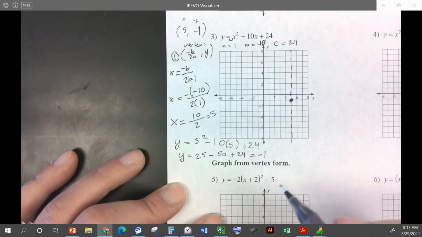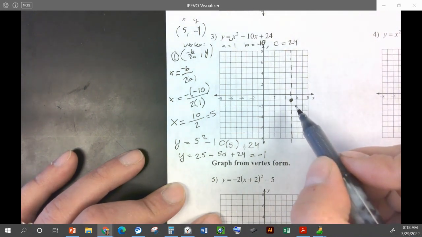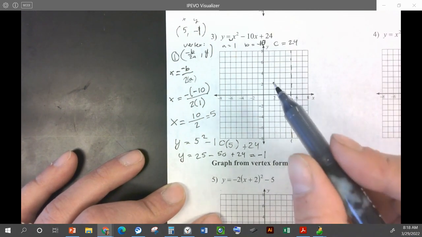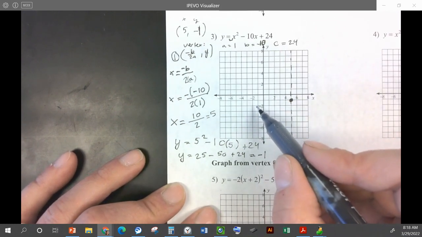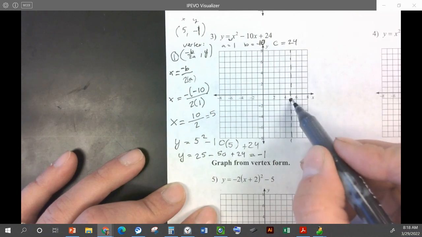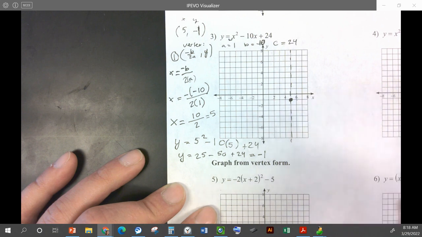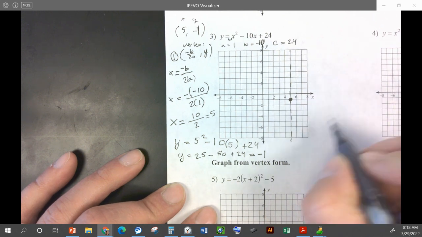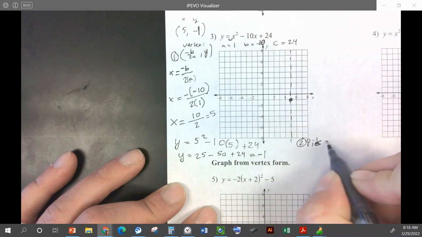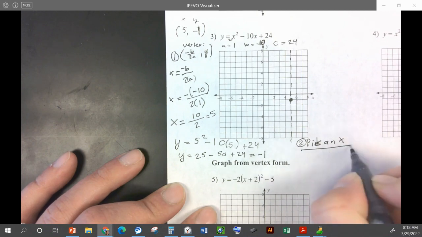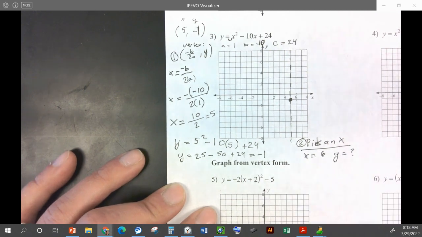So now I need to pick a point that's not on the axis of symmetry. We could try 0. 0 is probably going to be too big right now. 0 is too far away from the axis of symmetry. So I'm just going to go 1 away from my axis. So what about, let's plug in 6. So when x is 6, this is my second thing, I'm going to pick a point. Pick an x. So when x is 6, what is y? That's what I'm looking for.